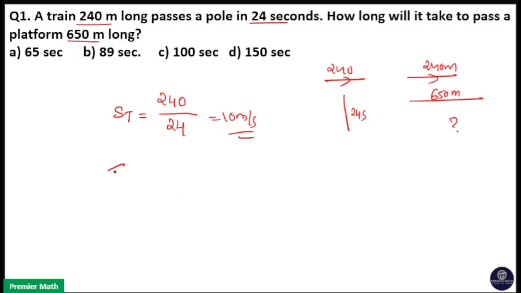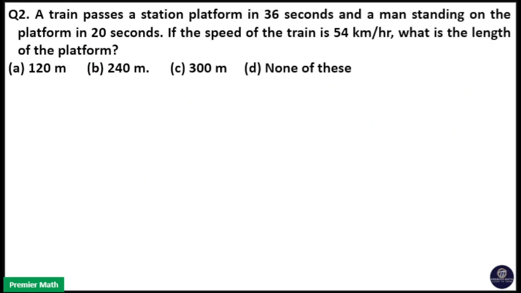Then time to pass this platform is equal to distance by speed. Distance is equal to here 240 meter length plus platform length 650. So that is 890 meter divided by speed is equal to 10. So 89 seconds. Option B is your answer. Next is question number 2.